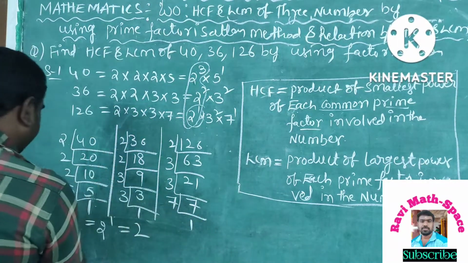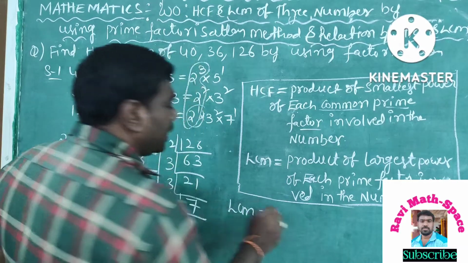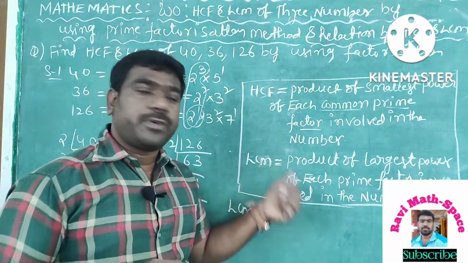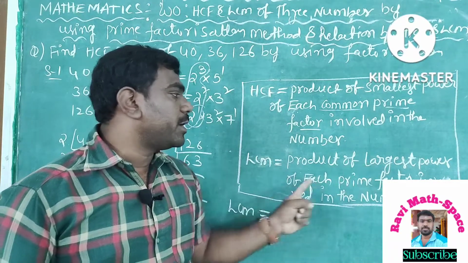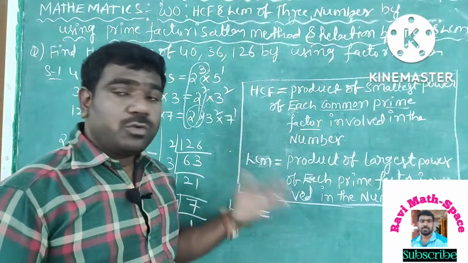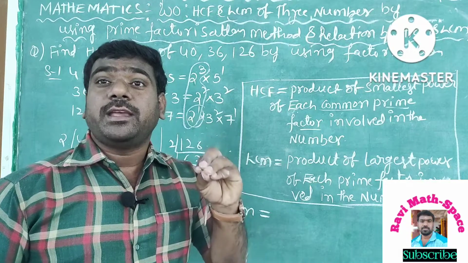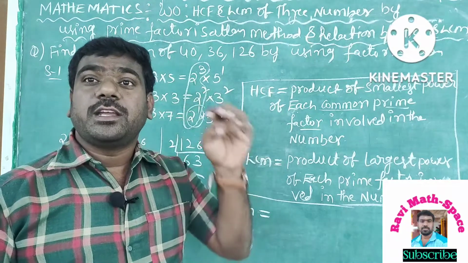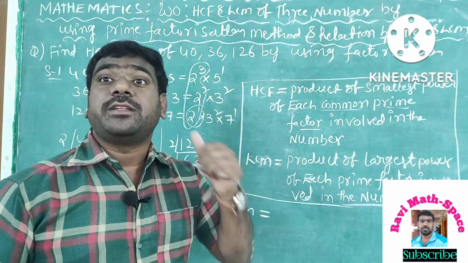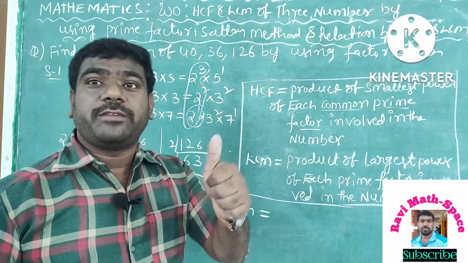That is HCF. Next, HCF is finished. Now, LCM. What is the meaning of LCM? Least common multiple. Its formula is the product of the largest power of each prime factor involved in the numbers. So how to find this here? First we have to identify how many prime factors are involved in the numbers. Prime factors means different prime factors. Remember, not the same, different prime factors.